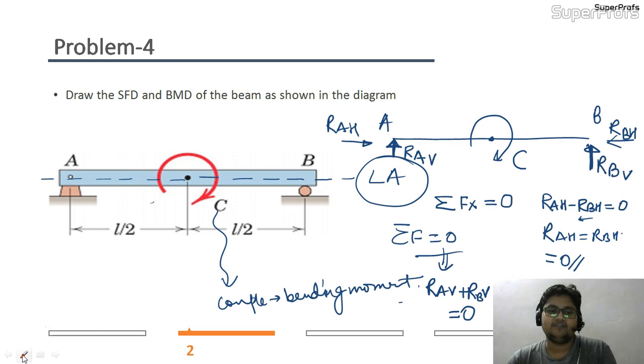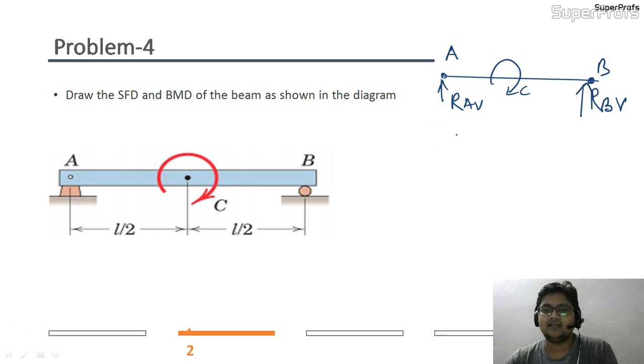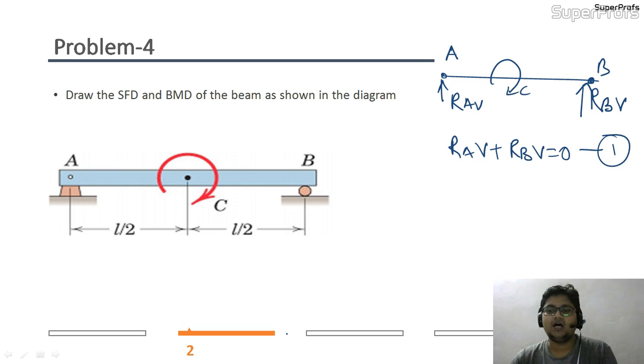Now again I am writing in a fresh manner, like this was my beam, this is my couple C, this is my RAV. I am omitting the horizontal direction, and this is my RBV. So I have omitted the reaction in the horizontal direction. So this point B is here only. This is my A point. Now the one equation that I have in my hand is the static equilibrium equation in the vertical direction, that is RAV plus RBV equal to 0. So this is my equation number 1.